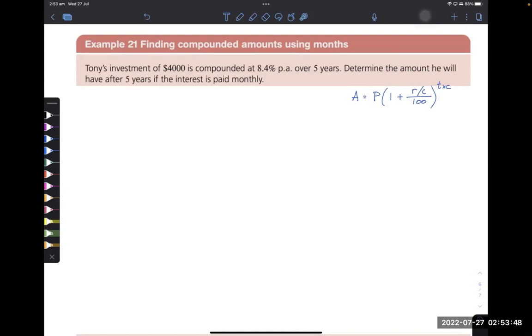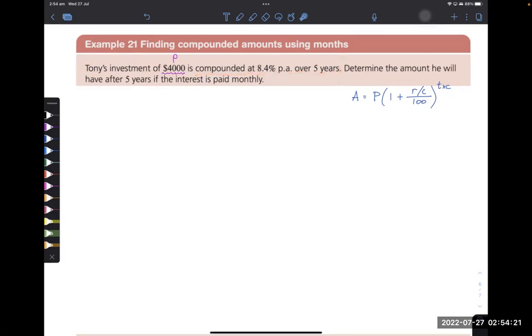But first of all, let's go through and actually have a look at this question here. It says Tony's investment of $4,000. So we recognize here, Tony puts in $4,000. So what this means is that the $4,000 is our principal. So I want you to underline and I want you to label at the top. Is compounded, okay, is compounded at 8% per annum over 5 years. Let's just stop there for a second.